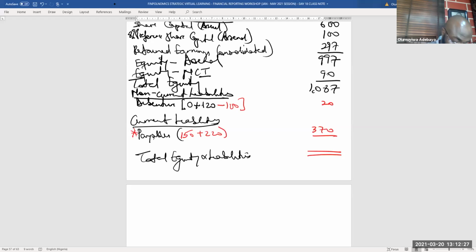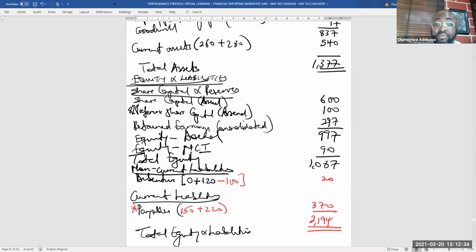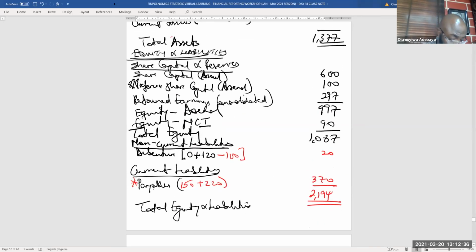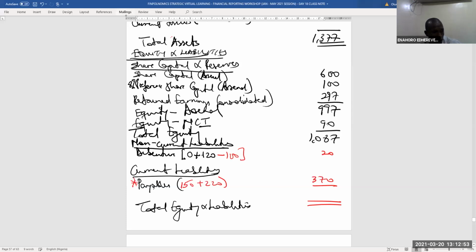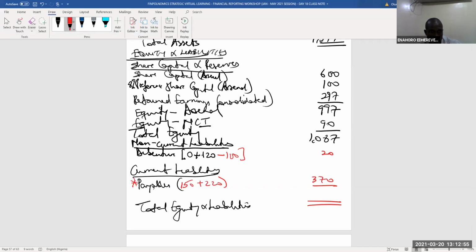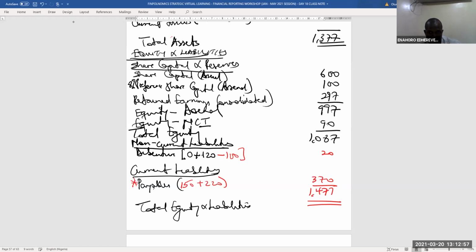370 plus 20 plus 1087 gives me 2194. Is that correct? No, no. It's 1087 plus 20 plus 370. That gives me 1477. The balance. One, 4, 7, 7. Now it didn't balance, okay?